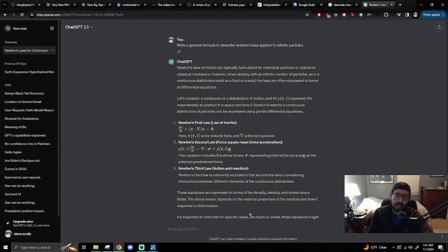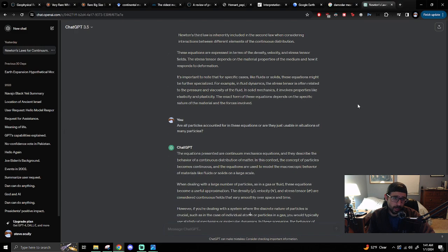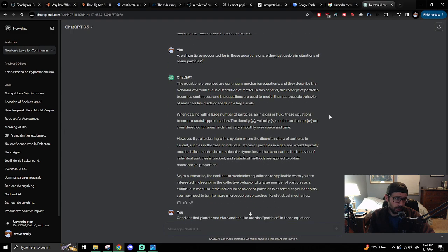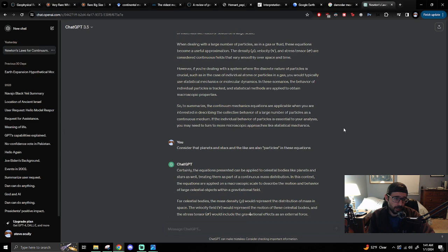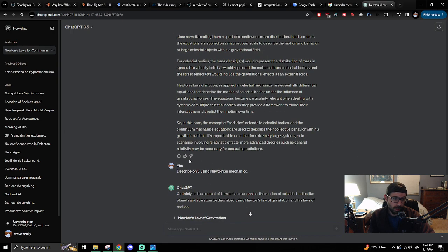I decided maybe it can help me with some equations. I just said, write a general formula to describe Newton's laws applied to infinite particles. Then they just gave me some stuff. And I'm like, are all particles accounted for in these equations? Are they just usable in situations of many particles? And then they give me some other stuff, and I said, consider that planets and stars and the like are also particles in these equations.